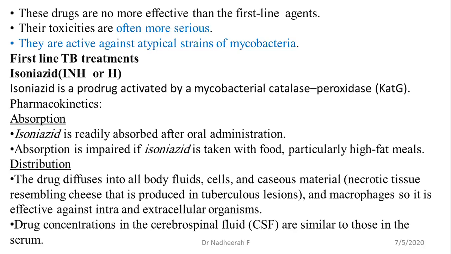First line TB treatment: isoniazid. INH is a prodrug activated by the mycobacterial catalase peroxidase enzyme. Pharmacokinetics: INH is readily absorbed after oral administration. Absorption may be impaired if taken with food, particularly high-fat meals.